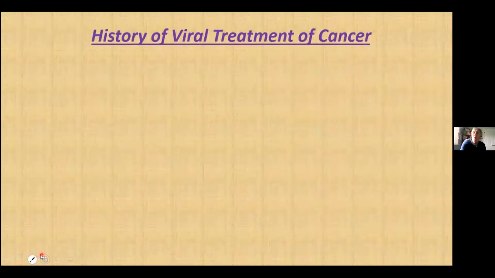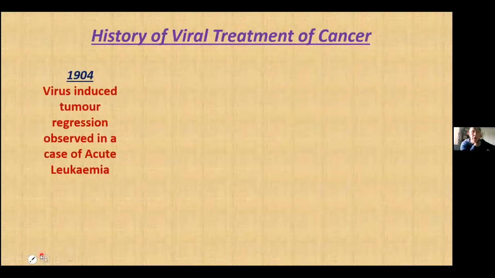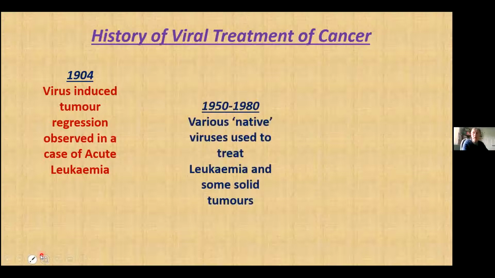We've actually got quite a long history of understanding that viruses can have an effect on cancer. As long ago as 1904, a lady in her middle age who had acute leukemia was seen to have a regression of her disease, only temporary, after she had a virus infection. So there's this suggestion that the virus had actually induced this regression of her disease. This caused quite a lot of excitement, and later on, various so-called native viruses, ones which were not modified by man, were used to treat leukemia and certain solid tumors. However, there were some problems: if the disease didn't kill you, the virus possibly could occasionally. And they found that a lot of people, although they recovered briefly, soon regressed to a cancer state again.